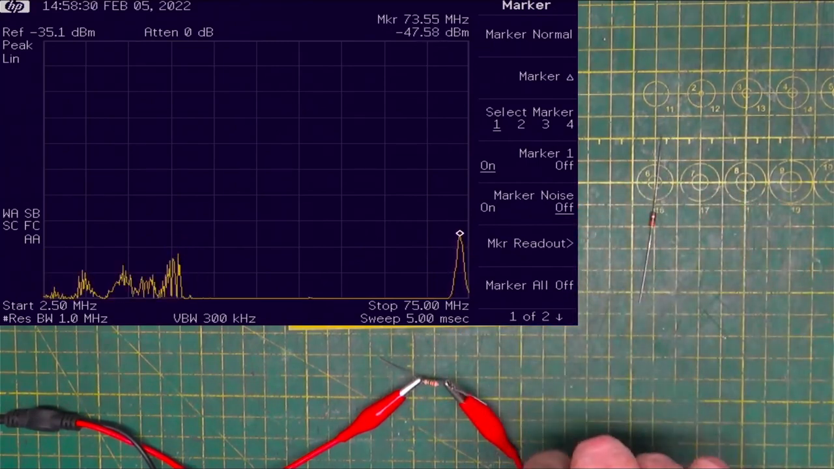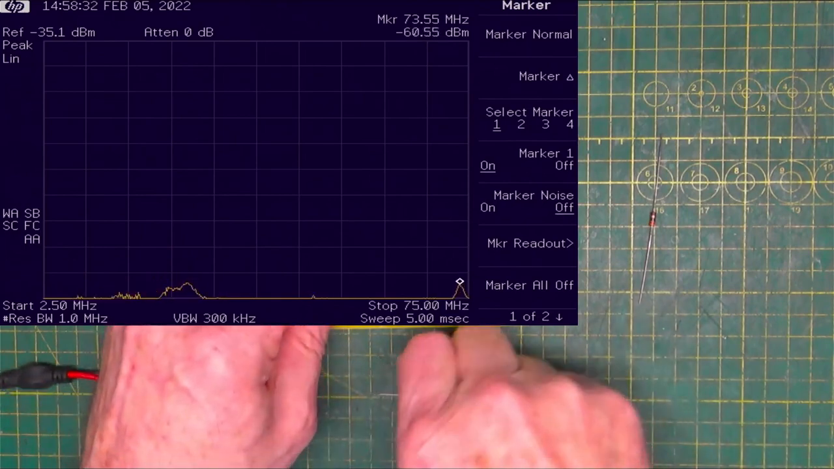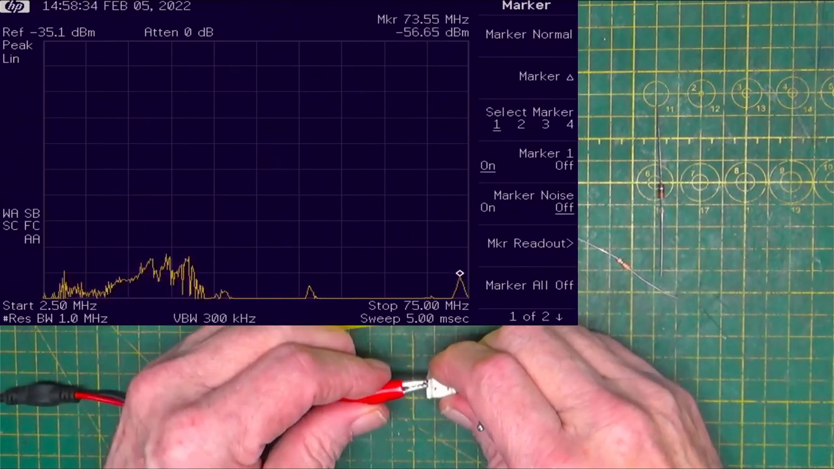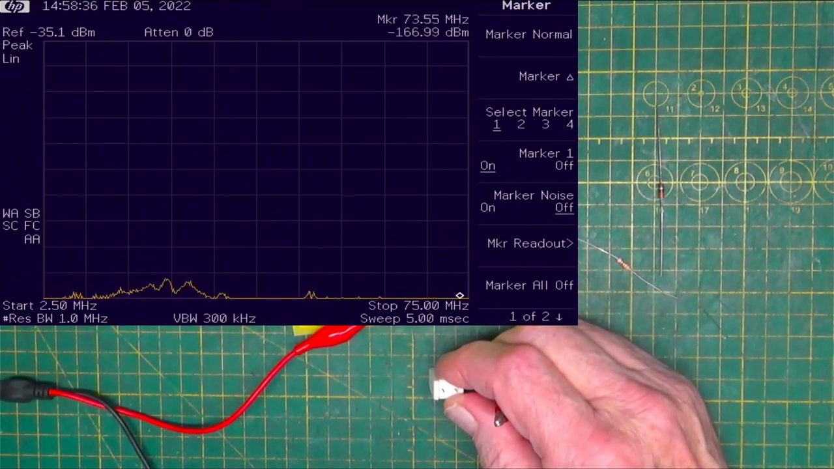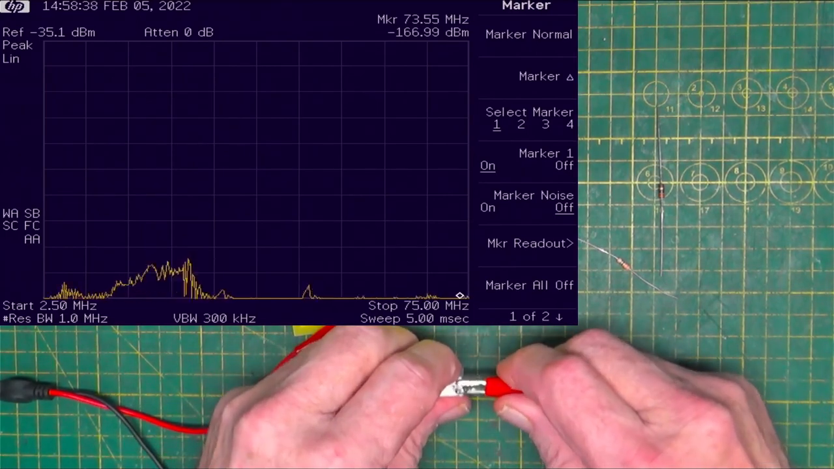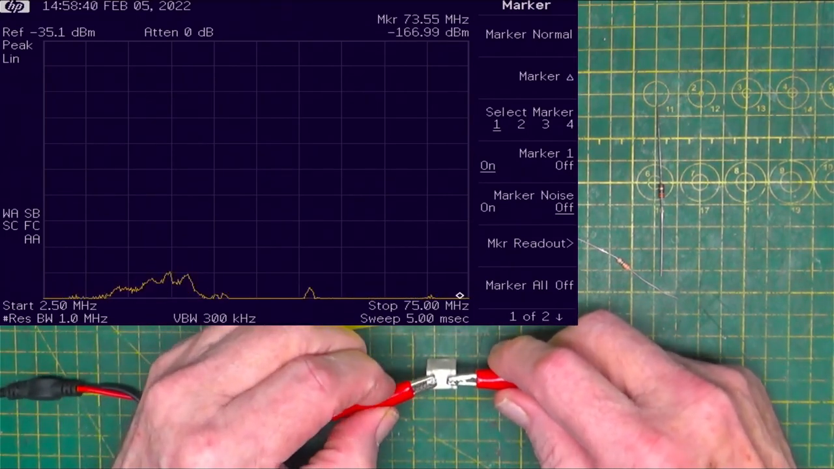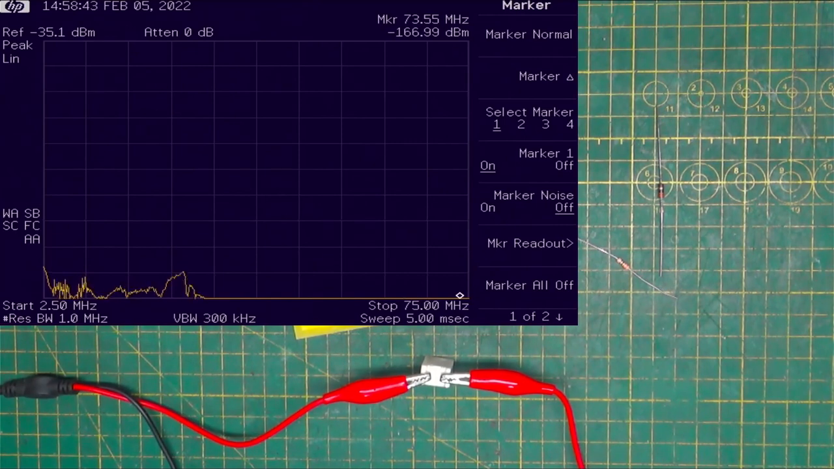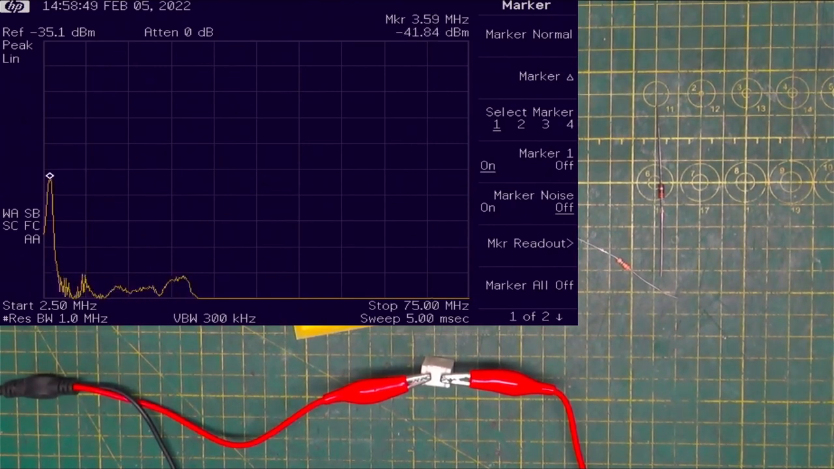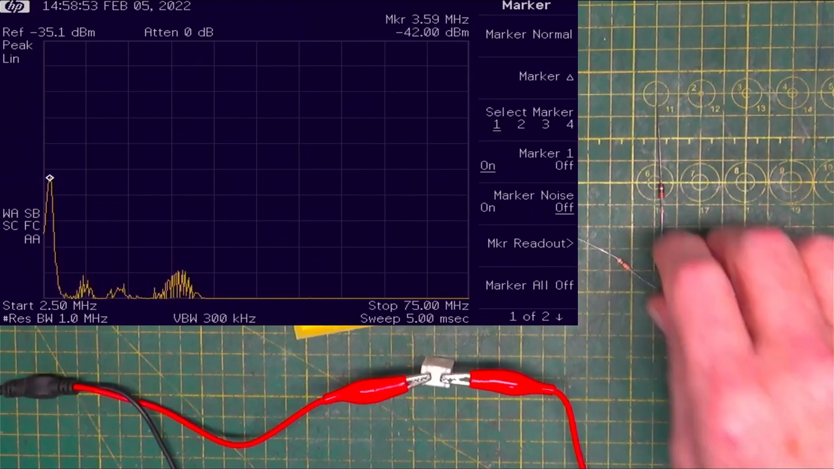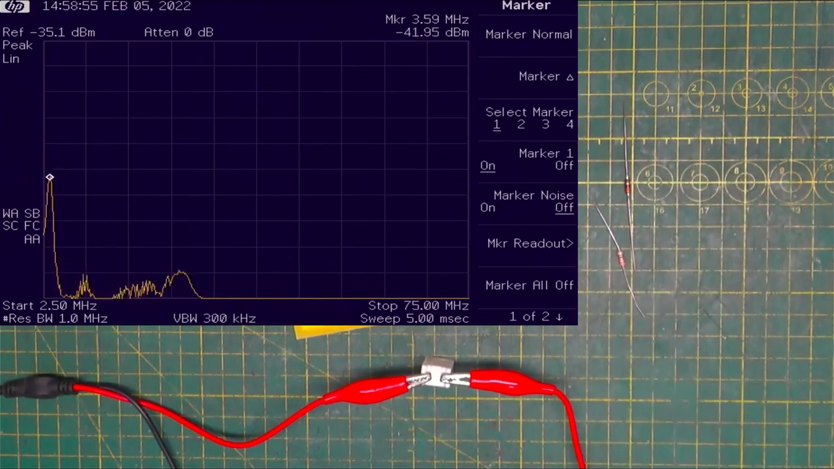Great. All right, now let's try this guy. Take it back down to there. And hook him up here. And bring him out to where I can see him. There we go. And it's about 41, 42 dB at 3.5 megahertz. So it's the same as the rest of these guys.